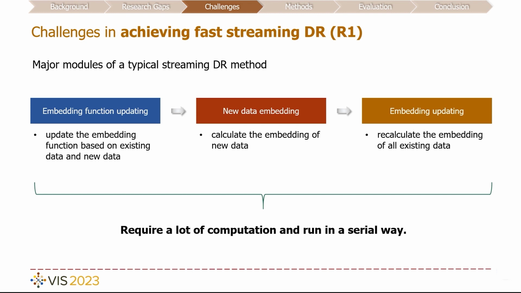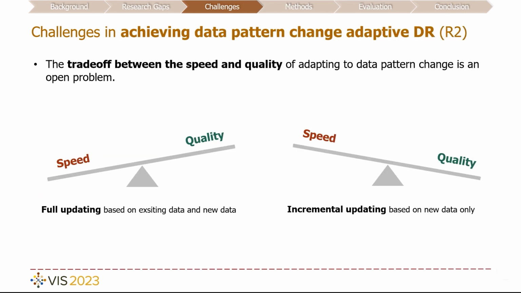Regarding speed, the streaming DR process typically involves three modules: new data embedding, embedding function updating, and embedding updating. Each of these modules demands substantial computation. The technical decisions made in implementing these modules and their coordination play a pivotal role in determining the method's overall performance.